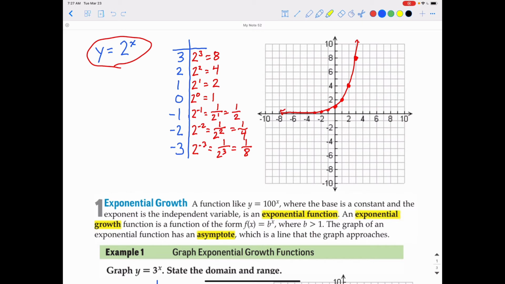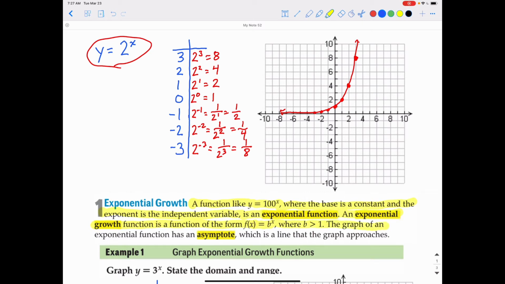This type of function, like y equals 100 to the x power, where the base is a constant and the exponent is the independent variable, in other words, the exponent is the x, is an exponential function. An exponential growth function is a function in the form of f of x or y equals b to the x power, where b is greater than 1.